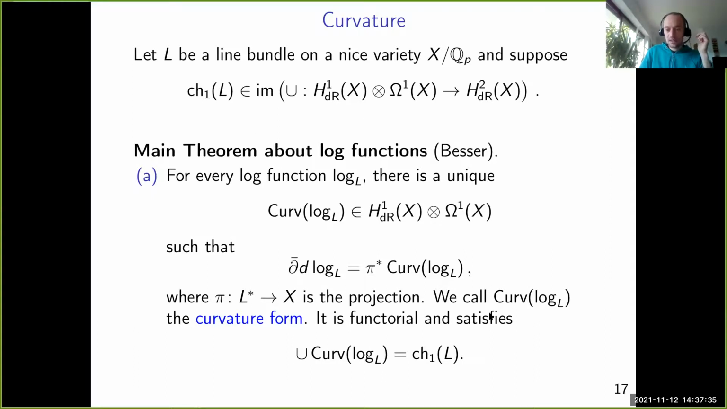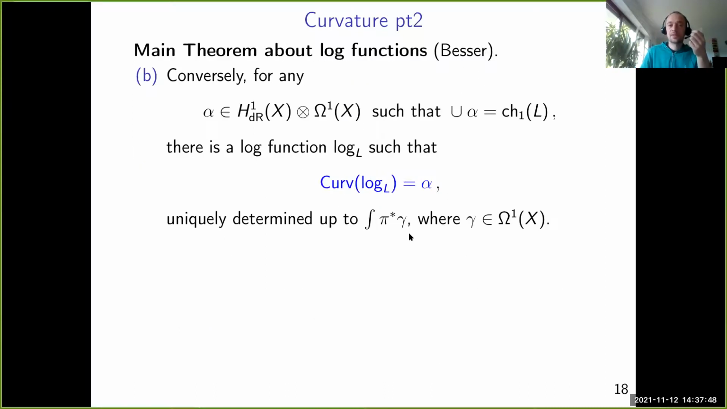Okay, and so once you fix a log function, you get a curvature form, and now the question is, can you go the other way around, right? I mean, what happens if you take an element in H1 tensor omega 1, which cups to the first Chern class? Yeah, so we've taken alpha like that, and what you get is that there is a log function having that curvature, whose curvature is exactly equal to this alpha.